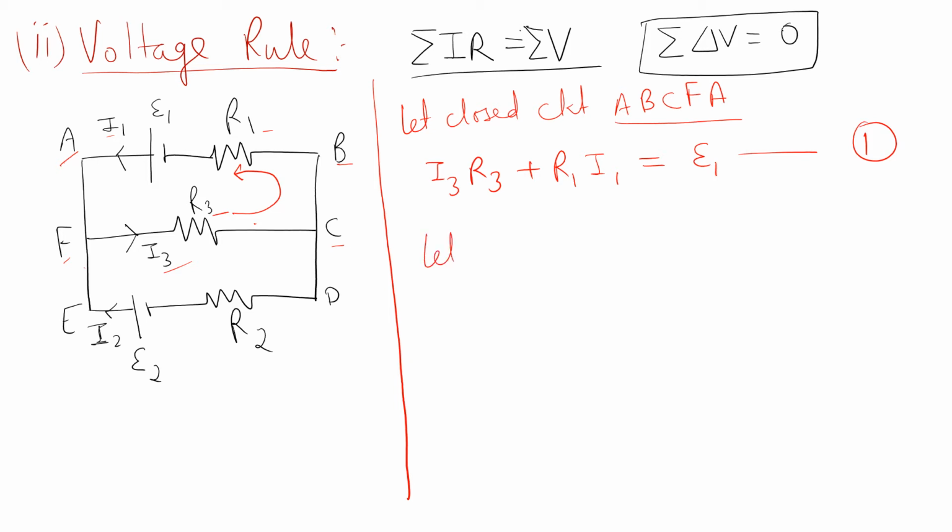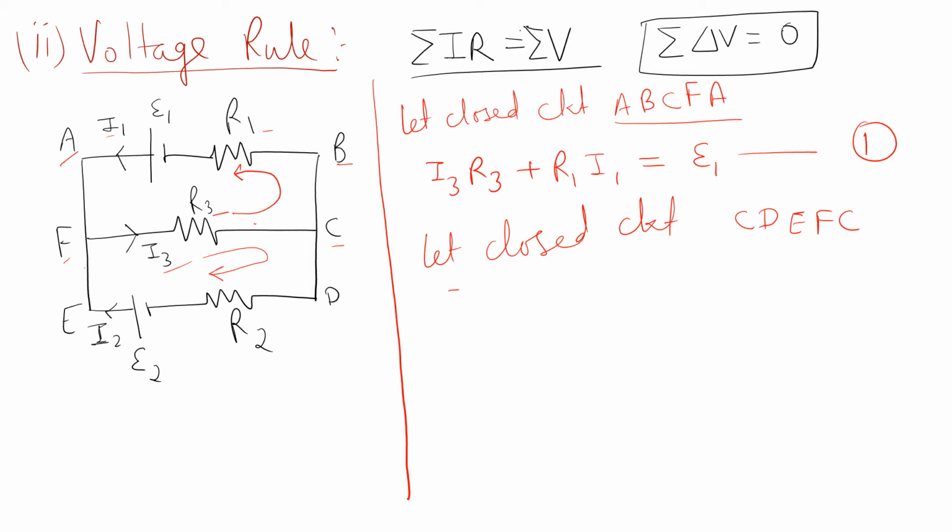So now let us again say, let us take the closed circuit C, D, E, F, C. Here you can also see very clearly in the upper arm, that is F, this one current is flowing like this, and the lower one current is flowing in the same way. That is, current is flowing in the clockwise direction. So I will take I3 and I2 as positive.